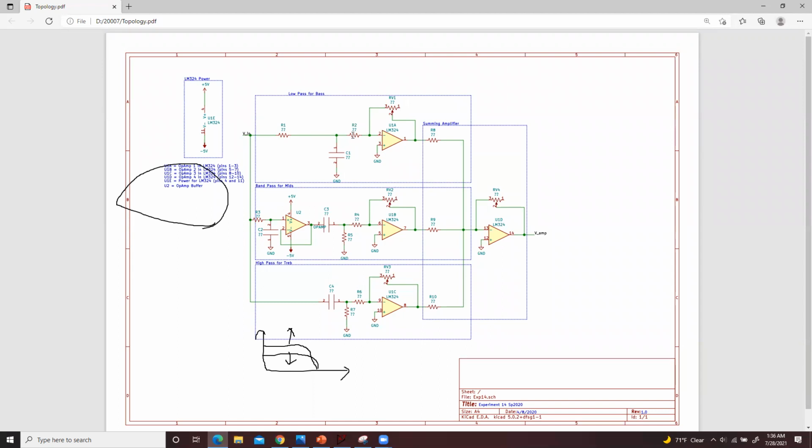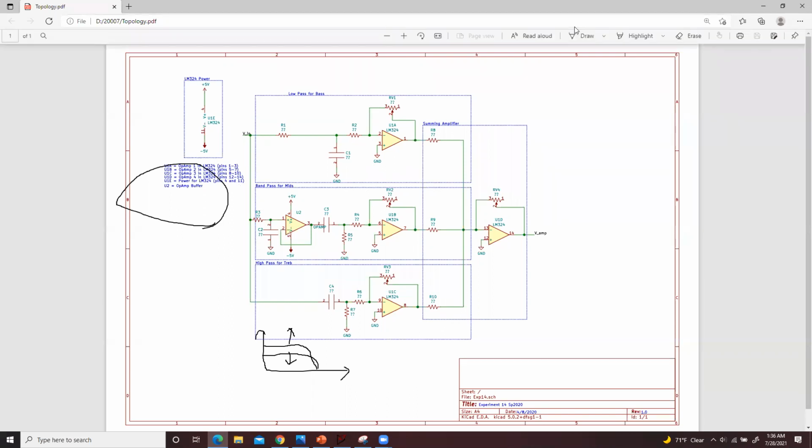Okay, so the first way you can fix it is, when you do the calculation, you make your R2 much greater than R1. This will solve the loading issue. Another way to fix this is you can put a buffer in between.